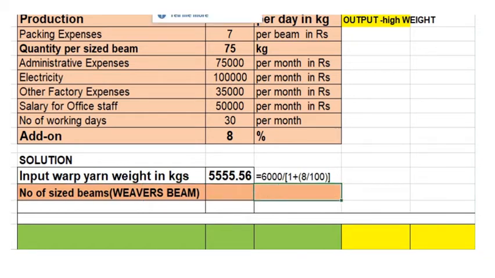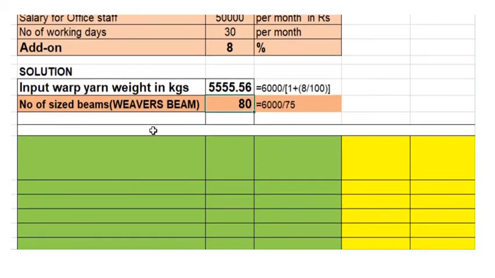For this, it is output 6,000 divided by 75. The total output required is 6,000 kgs per day. For 6,000 kgs per day production, with one beam of 75 kg yarn, the number of beams is 6,000 divided by 75, which is 80 beams. So these are the initial calculations. No relation between these two calculations.